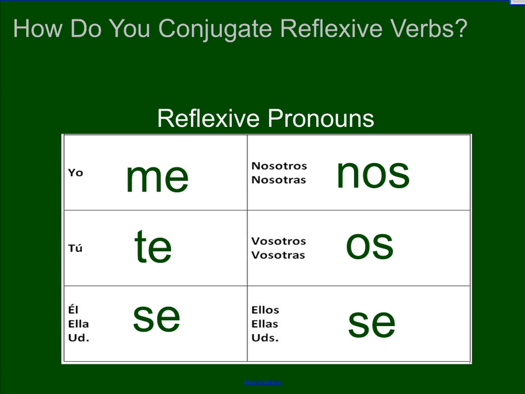And here is the table of the reflexive pronouns. So these are those extra words you now have to add to the beginning of the conjugations of these reflexive verbs. For the yo form, it's me. For the tú form, it's te. For the él, ella, usted form, it's se. For the nosotros, nosotras form, it's nos. For the vosotros, vosotras form, it's os. And for the ellos, ellas, ustedes form, it's se as well. So él, usted, and ellos, ellas, ustedes have the same reflexive pronoun of se.